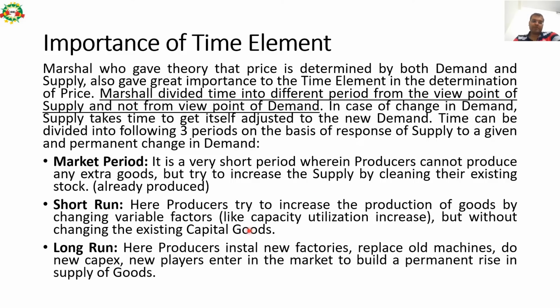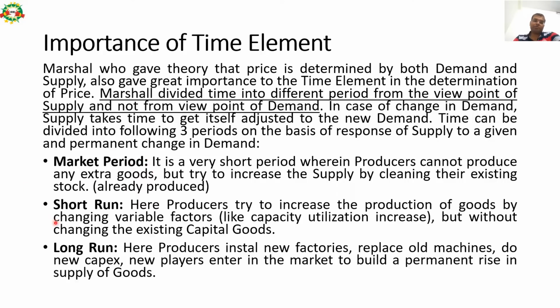And in the short run, producers try to increase production of goods by changing variable factors, like capacity utilization increases, but without changing existing capital goods. So during the market period, the suppliers will not increase their capacity utilization. If I have a factory capacity of 100 ton and I'm running it at 60 ton, 60% capacity utilization, I'll keep running at 60% capacity utilization, and I'll try to clear my extra stock. I'll try to reduce my inventory of finished goods. So that is the market period.